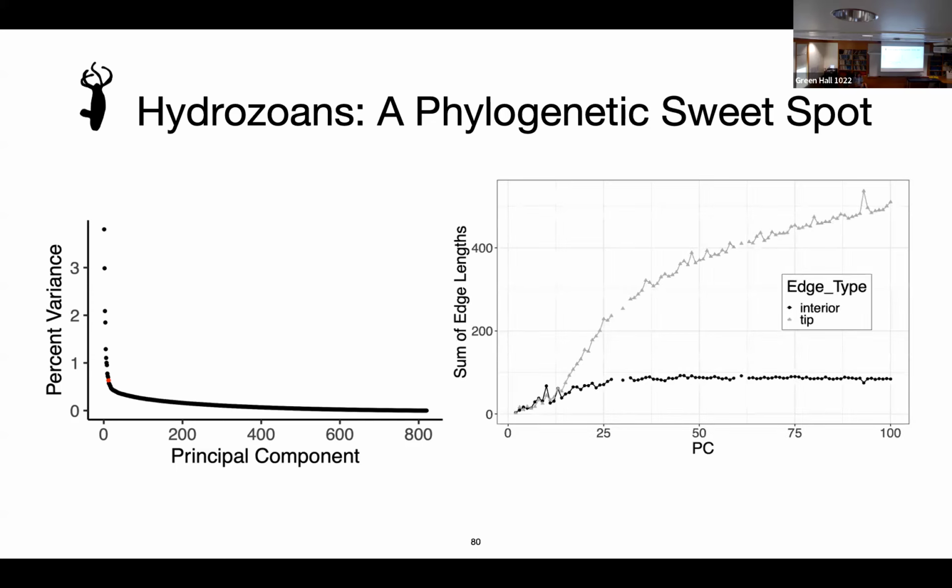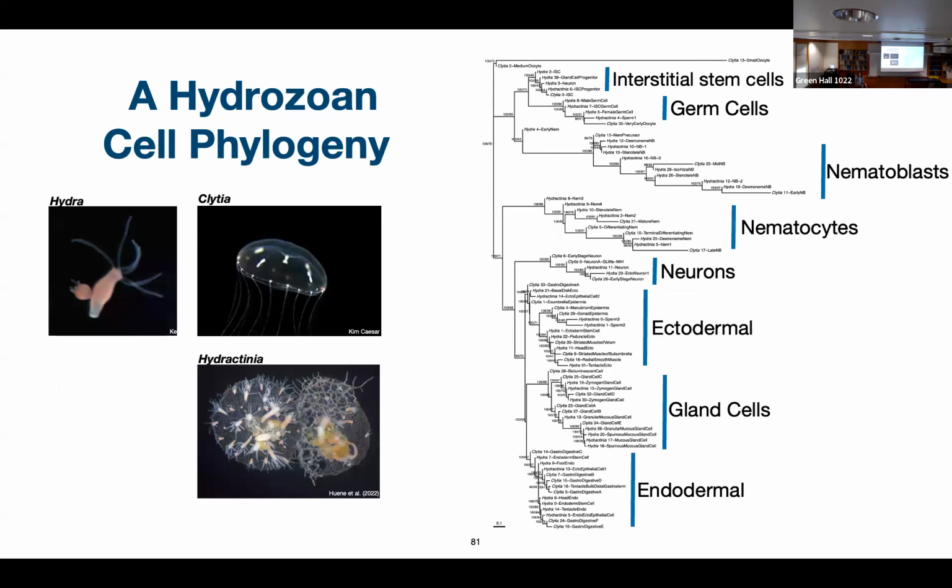And we also find that later PCs describe tip-specific variance, while earlier PCs may have the phylogenetic signal. Here, tip edge length increases, whereas interior edge length stays about the same. So this allowed me to produce a robust cell phylogeny of hydrozoan cell types. There are several stories here, but I'm just going to stick to one.